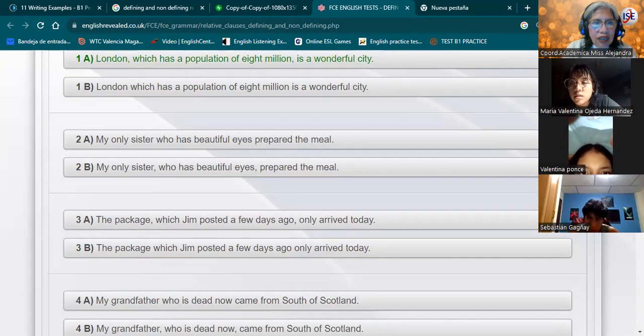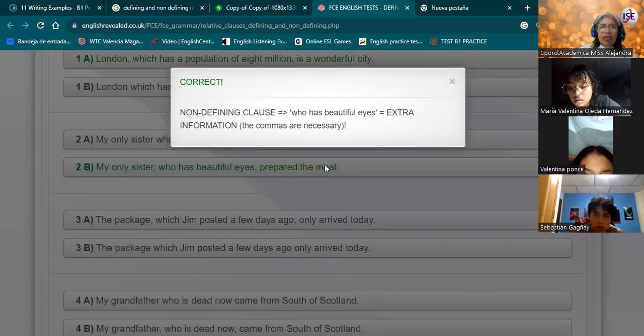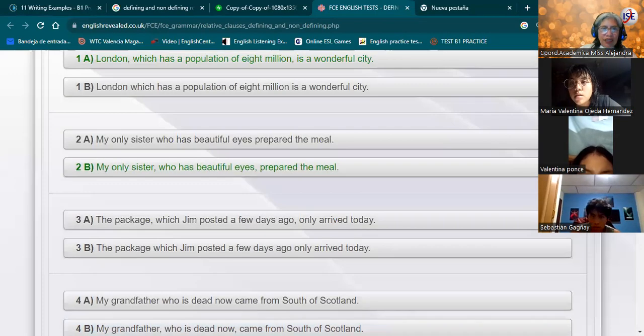Sebastian, my only sister who has beautiful eyes prepared the meal. Or, my only sister, who has beautiful eyes, prepared the meal. Who has beautiful eyes is defining or non-defining? Letter B, with the commas. Correct. Non-defining. Who has beautiful eyes is extra.